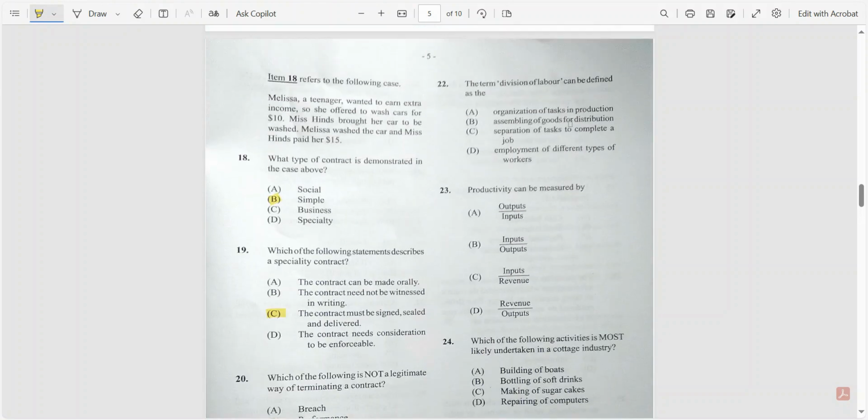The term division of labor can be defined as organization of tasks in production, assembling of goods for distribution, separation of tasks to complete a job, or employment of different types of workers. And the answer is C.